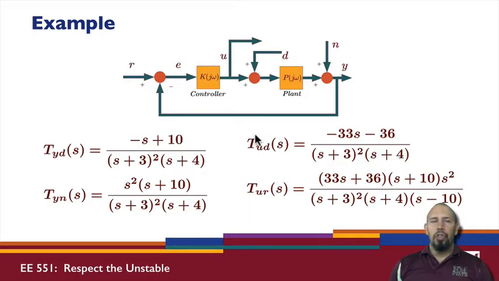So if we reduce our set of transfer functions down to the 4 instead of the 6, we notice we still have this one over here that's associated with the instability. Okay, so we have these 4 transfer functions, and we have that instability.